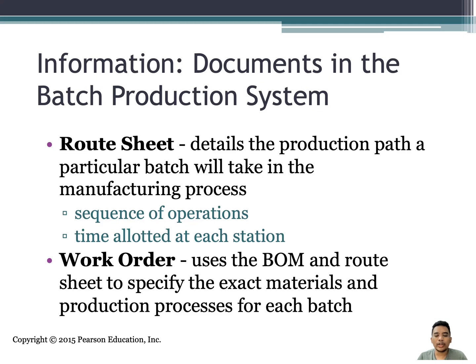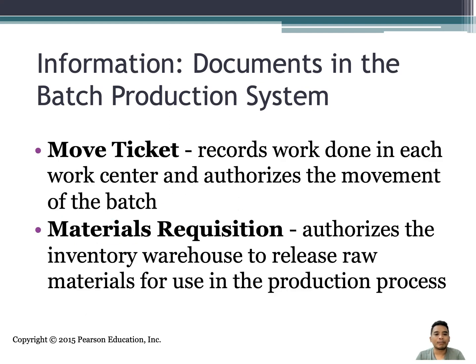Then next is the work order. It uses the BOM, or the bill of materials, and the route sheets to specify the exact materials and production process for each batch. So the bill of materials is actually the projected materials needed for the specific production of the item. The work order is like an order based on what you have on the listing. From that listing, you will proceed to the production in that specific area, where it would be produced now, and you check whether it has been provided already.